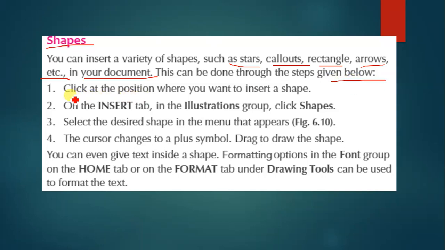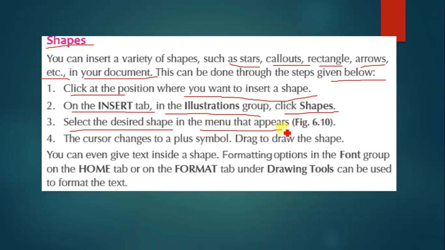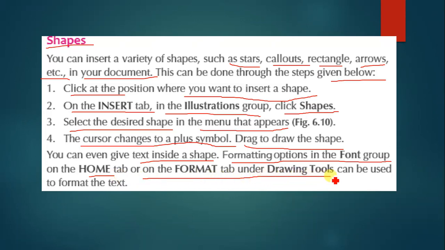So first of all you have to click at the position where you want to insert the shape. Then on the Insert tab in the Illustrations group, click on Shapes. Select the desired shape in the menu that appears. The cursor changes to a plus symbol; drag to draw the shape. You can even give text inside the shape. Formatting options in the Font group of the Home tab or on the Format tab under Drawing Tools can be used to format the text.